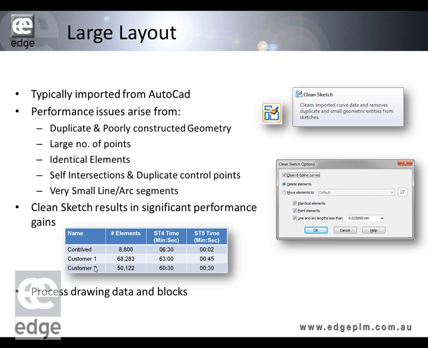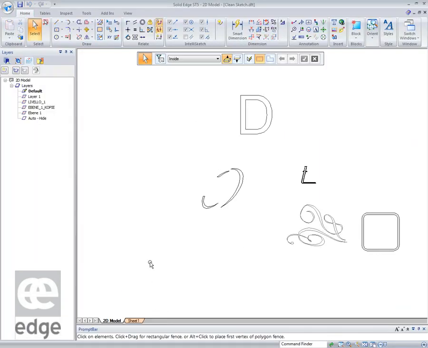Some customer examples: 68,000 and 50,000 elements. This one took nearly just over an hour to open. Took 45 seconds. This one took just on an hour to open, and again 30 seconds. So huge performance gains. These process drawing data and blocks as well, so it doesn't just deal with just the drawing data. Here's an imported AutoCAD document. I don't have any large ones here, but just clicking on some of these elements gives you an idea of levels of complexity.